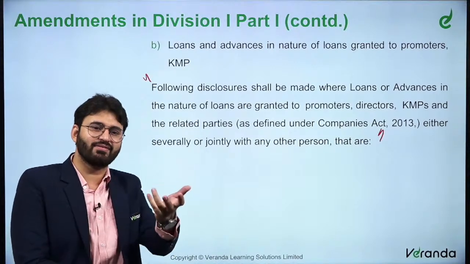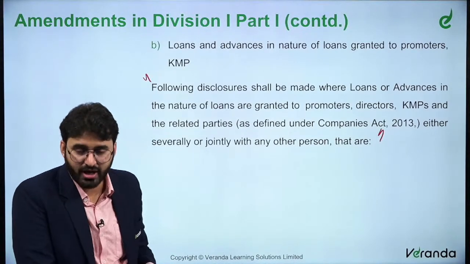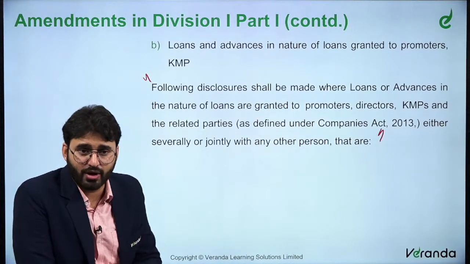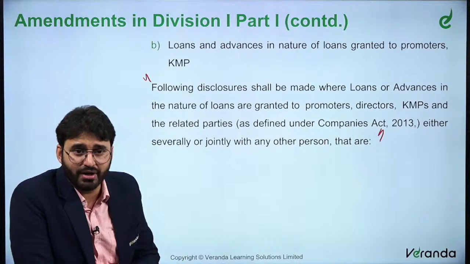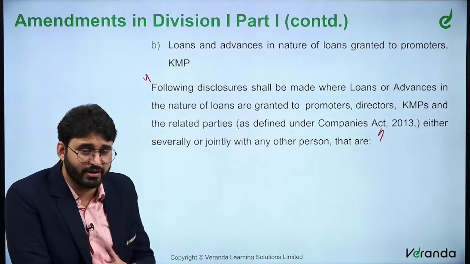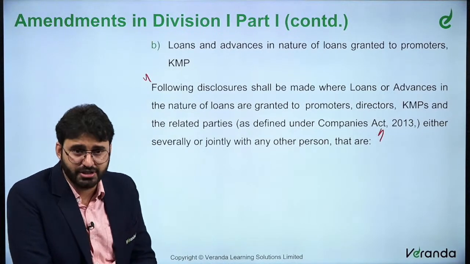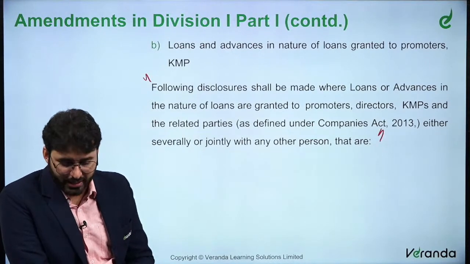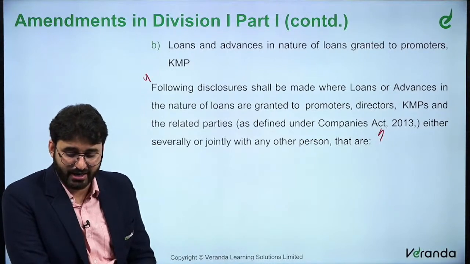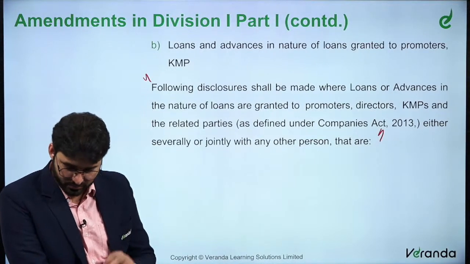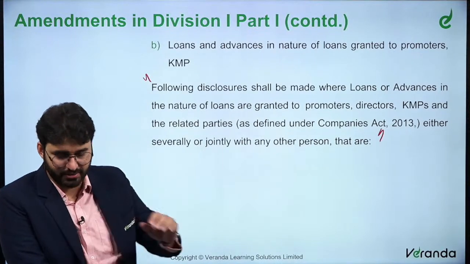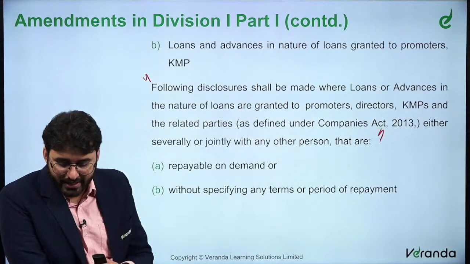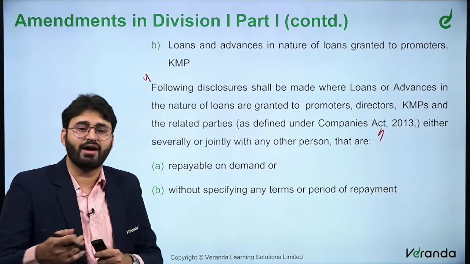So an advance is given and then subsequently you will recover it. So here the company has given a loan. Now again, Section 185 you have to invite with CARO 2020, where a loan cannot be given to a director of the company. Loan can be taken, loan cannot be given, especially if it's a managing director, it's a prohibition. However, if a loan is given to a promoter, a director or a KMP and the related parties as defined under the Companies Act 2013, either severally or jointly with any other person, that are repayable on demand or without specifying any terms or period of repayment, then we will have to disclose.